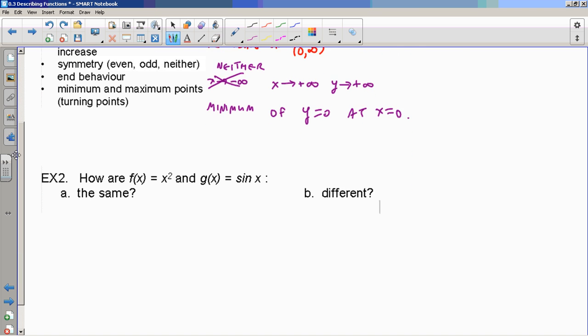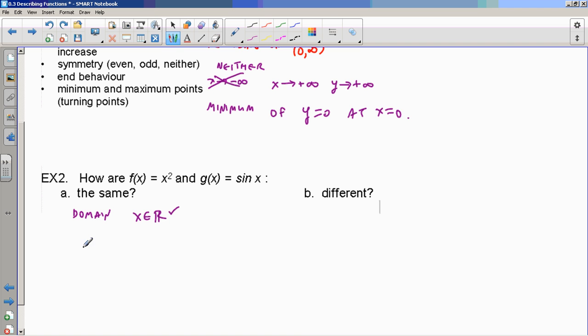How are these two functions the same? If you get those two cards in front of you, there are lots of ways that they're the same. There are intervals where they're both increasing, but I have to list a couple maybe. Both have a domain that's x is a member of the reals, right? Which means there's no restricted operation. I can find the sine of any input and I can square any input. So that's true for both.